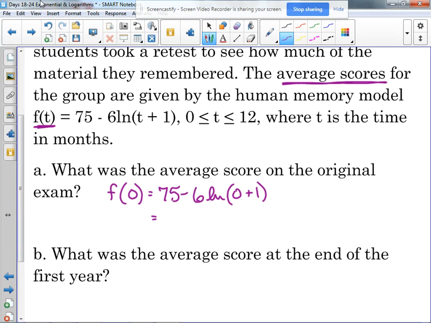So I'm going to work this out a little bit by hand just because I want to remind you of a log property here. 0 plus 1 is, of course, 1. The natural log of 1. Remember what a log means. It means the base raised to some power is equal to that number inside the log. So e raised to some power is equal to 1. What's that power? 0. Anything to the 0 power is equal to 1. So really we've got 75 minus 0. So 75 was the average score on the original exam.